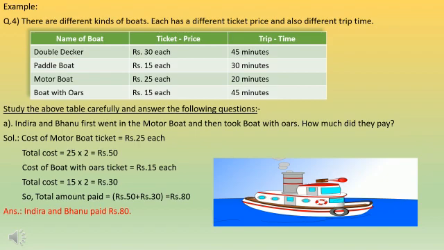And cost of boat with oars ticket equals to rupees 15 each. Total cost equals to rupees 15 multiplied by 2 equals to rupees 30. So, therefore, total amount paid equals to rupees 50 plus rupees 30 equals to rupees 80. Hence, Indra and Bhanu paid rupees 80.